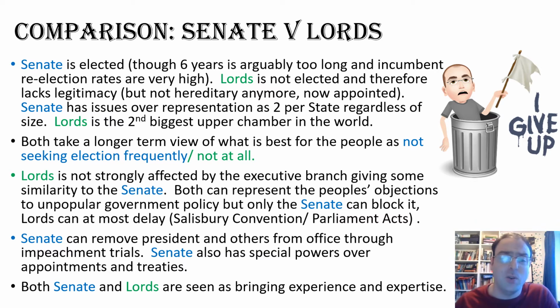The idea of the upper houses is they both take a longer term view of what is best for the people. So the Senate aren't seeking re-election as frequently as a member of the House. The members of the House of Lords aren't seeking re-election at all.